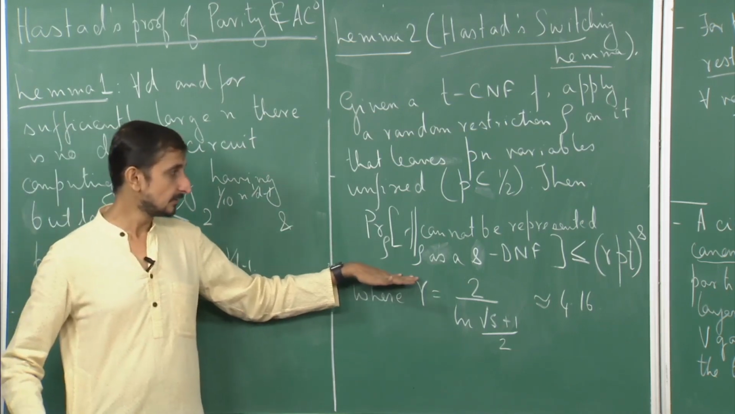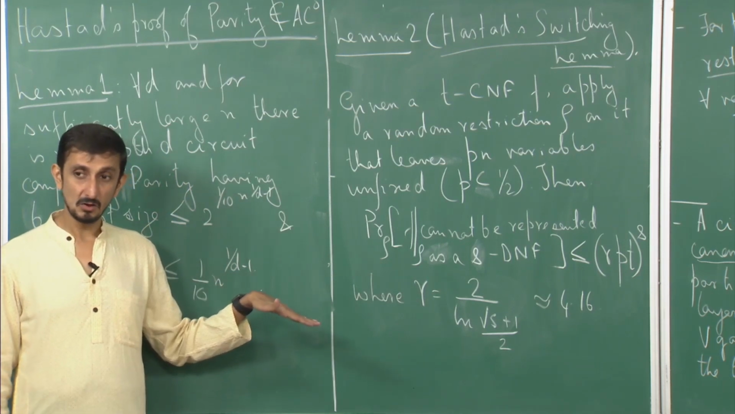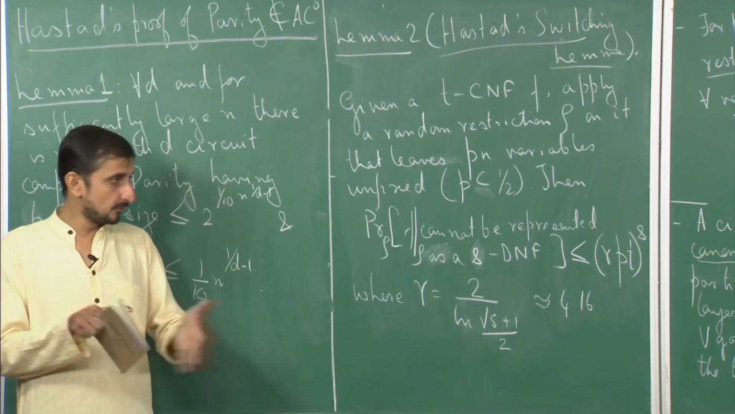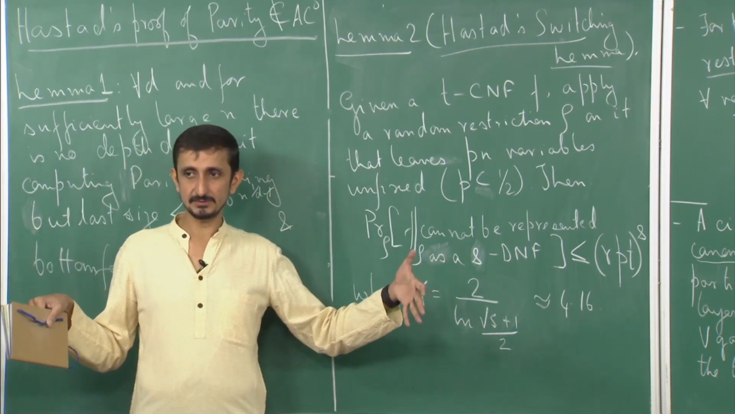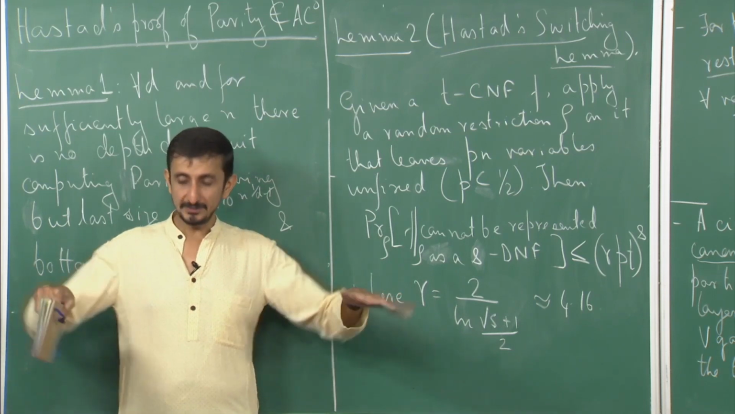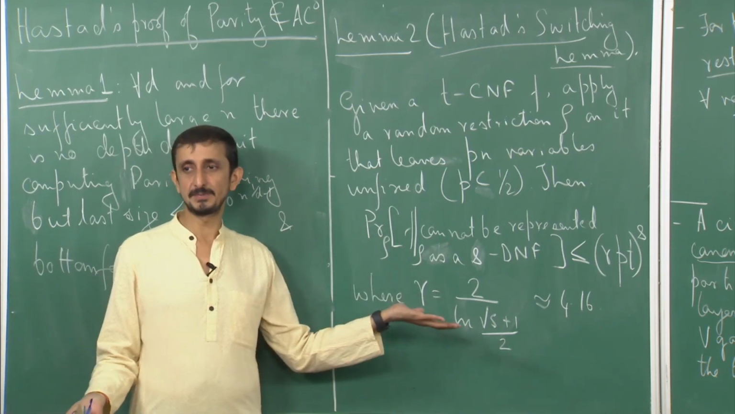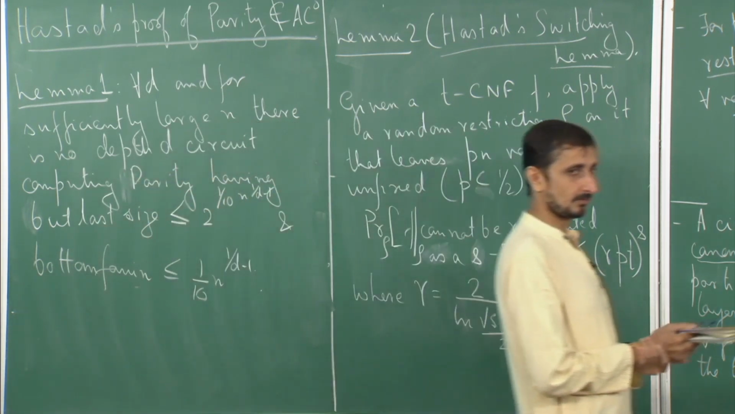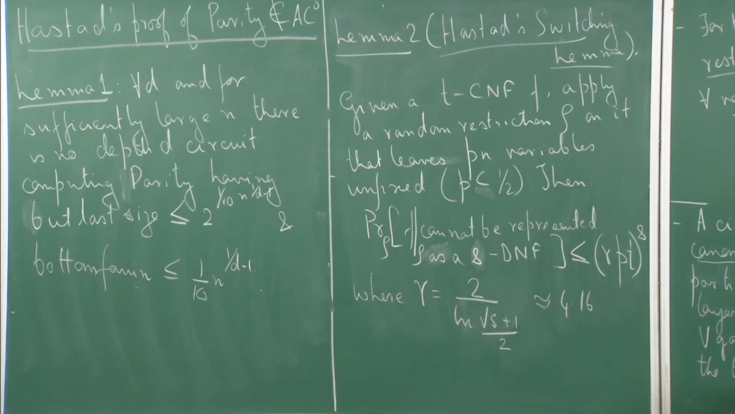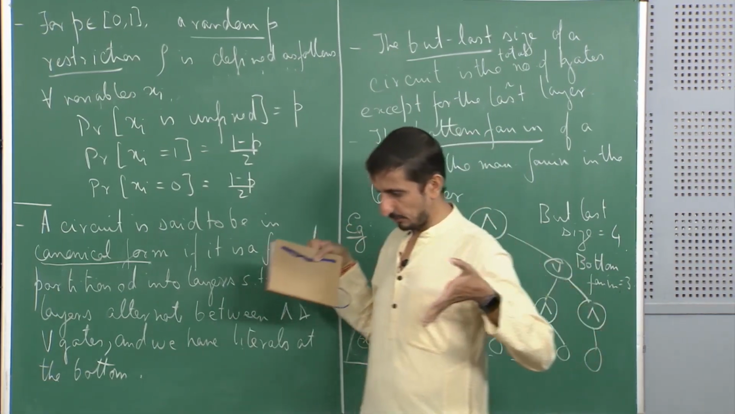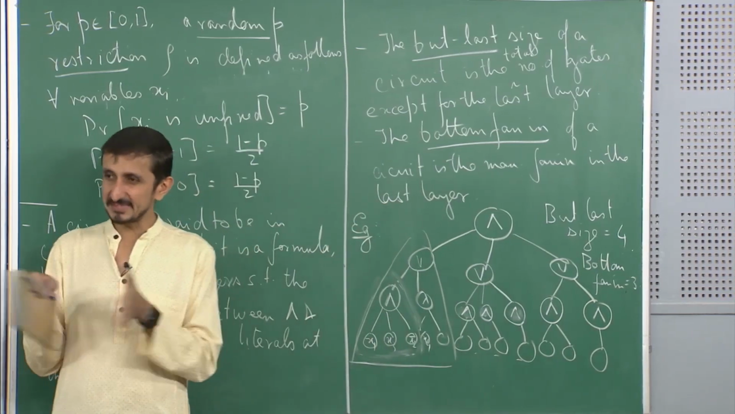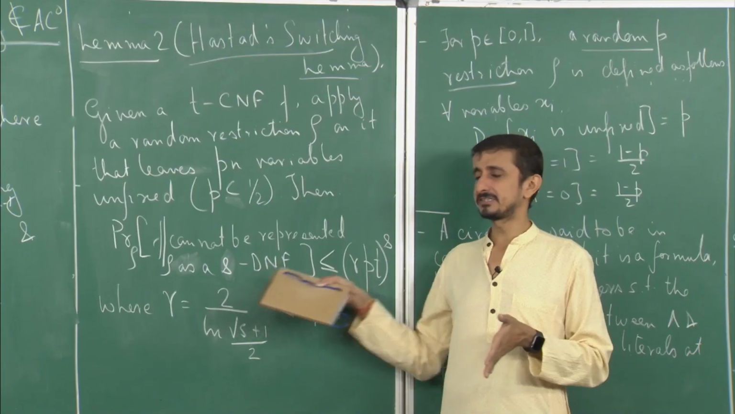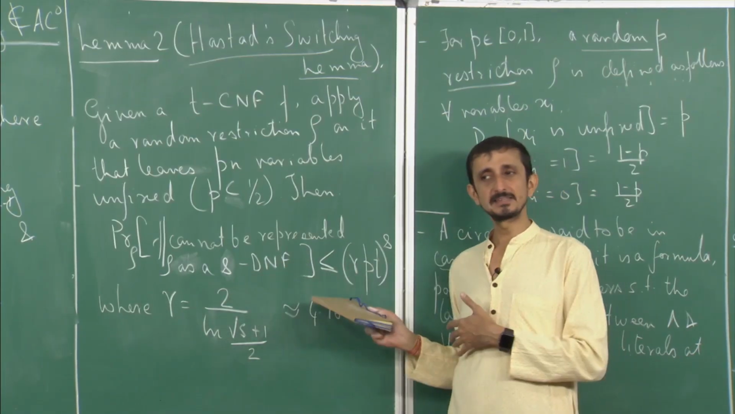This value decreases, which means that the probability is getting higher, and that is what is expected. If you allow larger DNFs, DNFs with larger terms, then you should be able to represent f. Intuitively that makes sense. If you restrict the DNFs to have very few literals per term, then the chance that it can be represented actually decreases. That is exactly what this is saying.